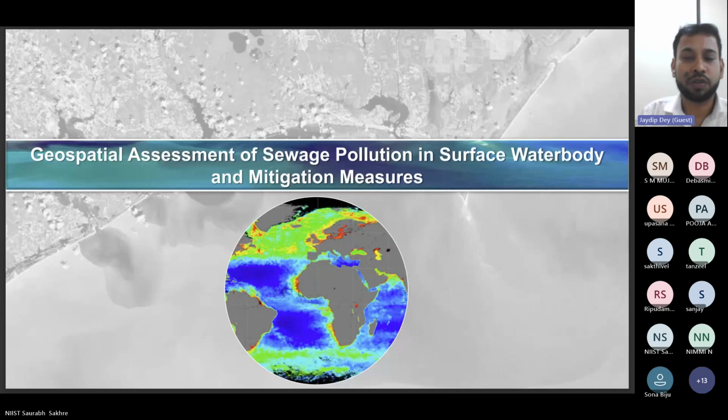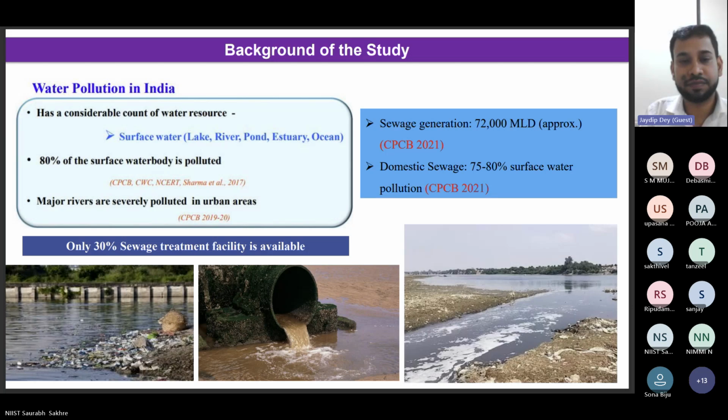So now I will be talking about my PhD research work, that is geospatial assessment of sewage pollution in surface water body and mitigation measure. Yes. So why is this study important, why I have selected this topic.